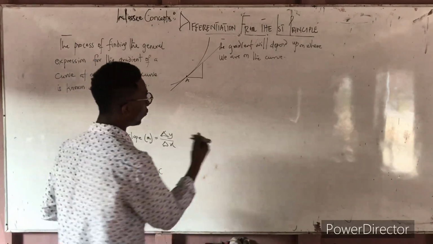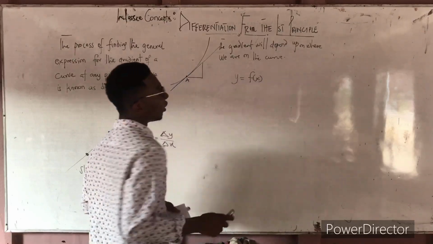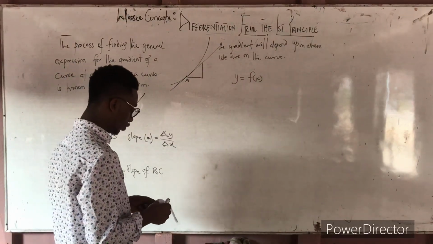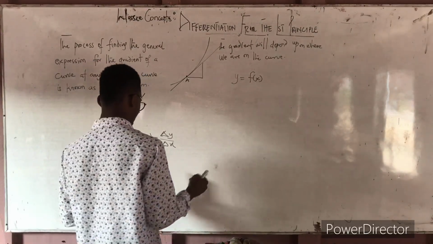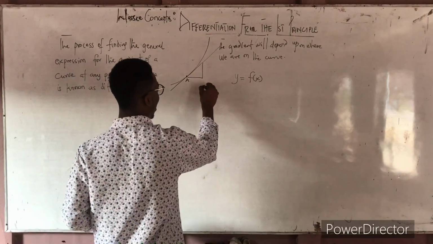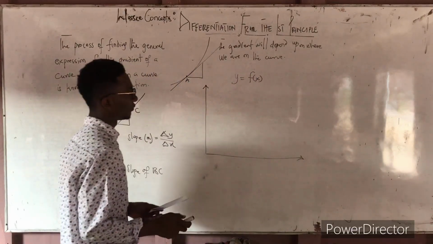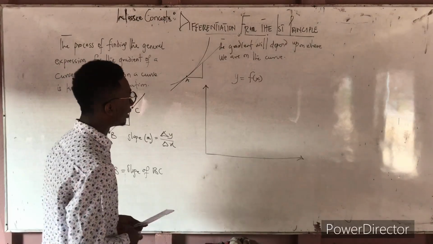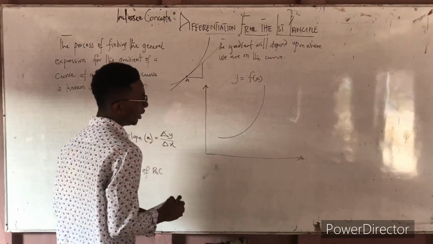So suppose we want to find the gradient of a curve which is y is equal to f of x. We want to find the gradient of a curve y equals f of x, and this curve is in the Cartesian plane. So let me draw the Cartesian plane here. This curve is in the Cartesian plane, and this is the curve on the Cartesian plane.